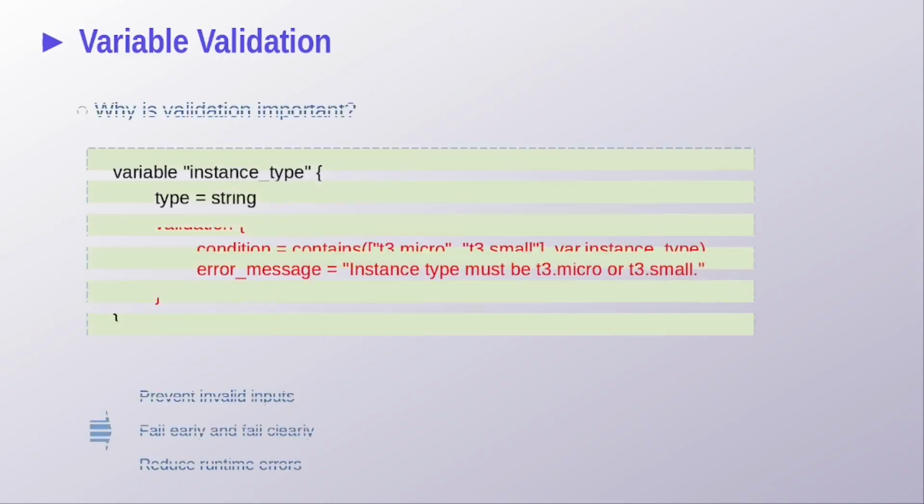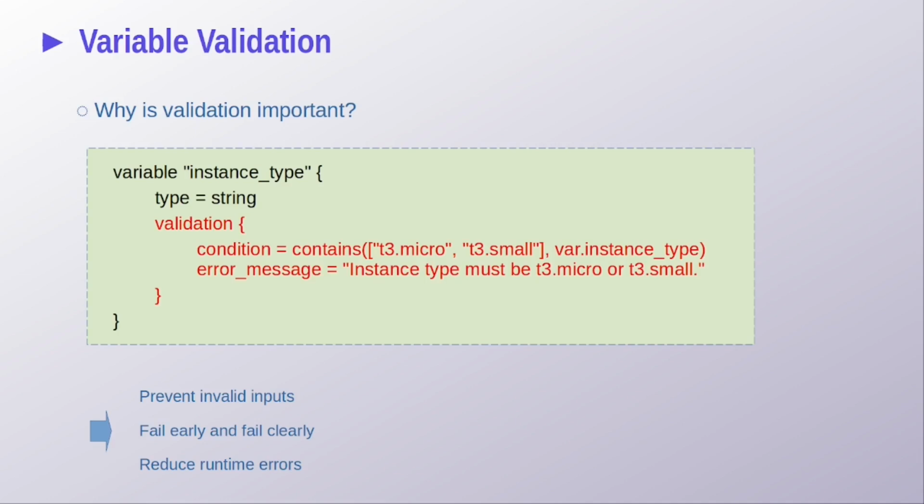Variable validation. Now let's talk about safety. What if someone passed a wrong value? Terraform finds it earlier and shows an error message. No broken infrastructure. So validation is a guardrail. Very important in a team.